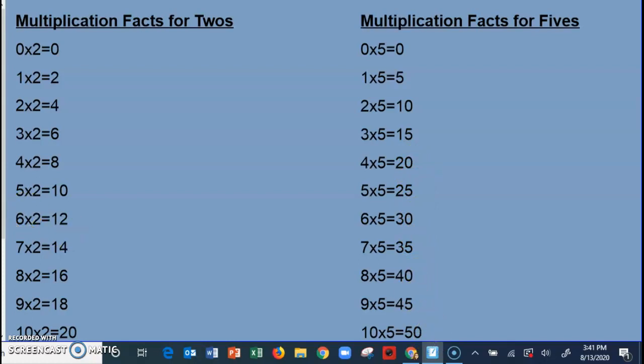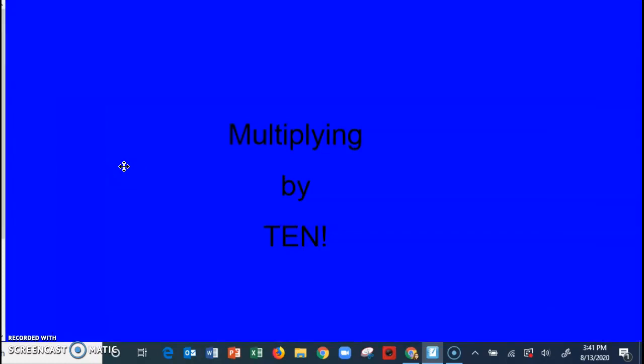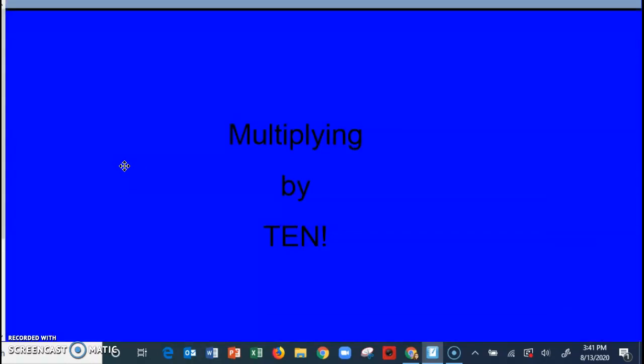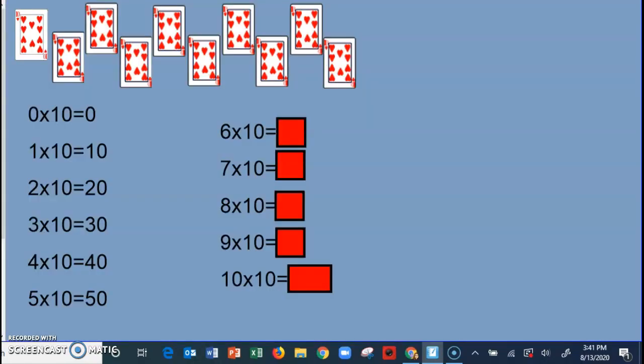All right, let's take that idea just a little bit farther. And let's multiply by 10. Who knew, right? Who knew you could do all this? All right. So now I'm thinking about groups of 10. So guess what we're going to count by? Yep, you got it. Counting by 10's.